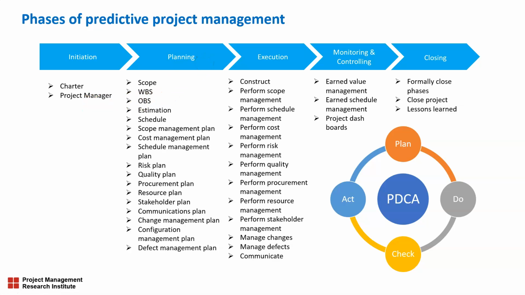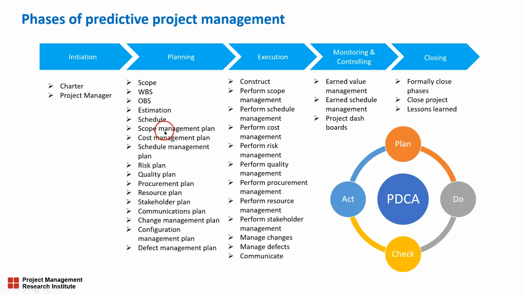So under planning, the first thing is scope definition, that is defining the scope of the project. Then decomposing the scope into a work breakdown structure or WBS. Then defining the project organization, that is organization breakdown structure for the project. Then you do the estimation, cost estimates based on the WBS. Then we prepare a schedule.